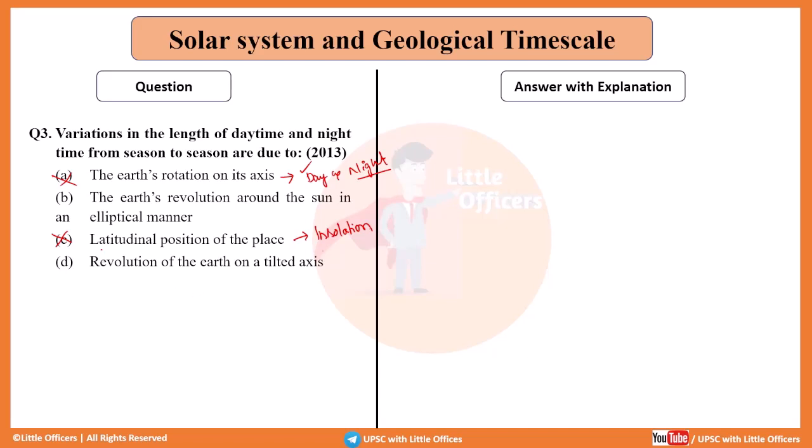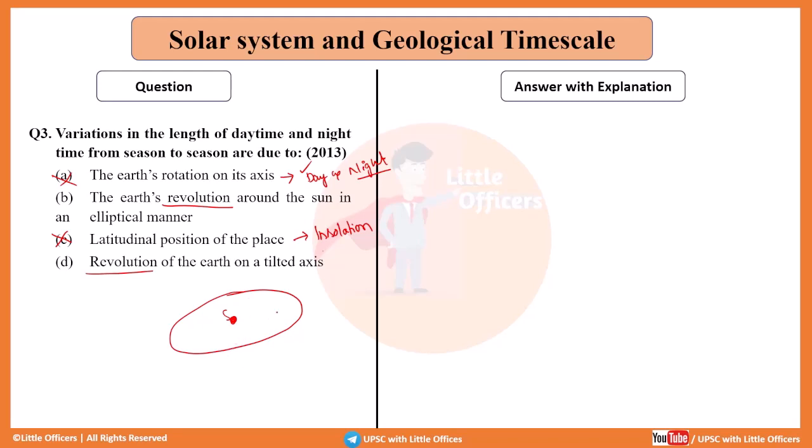Then, revolution of the earth on the tilted axis. Now you can understand why I asked you to keep B aside. We have two options related to revolution. One is talking about the elliptical manner. When the earth is revolving around the sun in elliptical manner, what are the things that happen? The sun is here and the earth is revolving here. Due to this elliptical revolution, we have a situation, because this is not a perfect ellipse. This is in the shape of an egg.